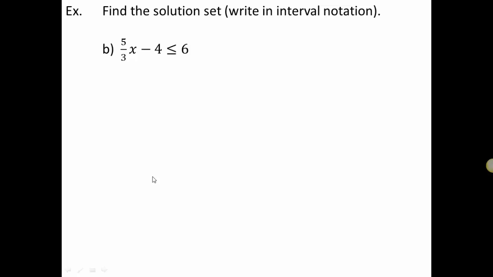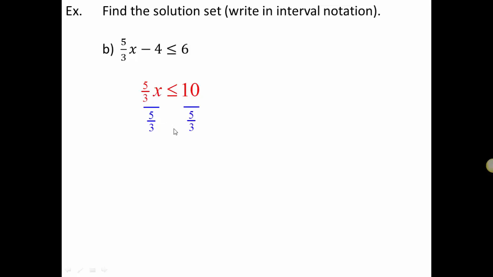All right, here's the next one. Feel free to pause here, try it on your own, and then hit play when you're ready. So just like the last one, the goal is to get x by itself. We'll start by adding 4 to both sides. That gives us 5/3 x is less than or equal to 10. Then our next step, just like before, let's divide by the number in front of the x. So we have division by 5/3, division by 5/3.